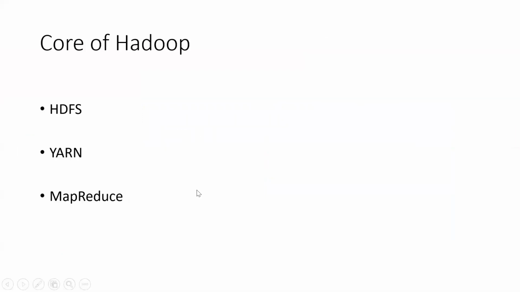So moving to the same slide again. The core of Hadoop consists of HDFS, YARN, and MapReduce. I'm introducing them one by one. I already gave a brief idea. So today we will be covering the core things.